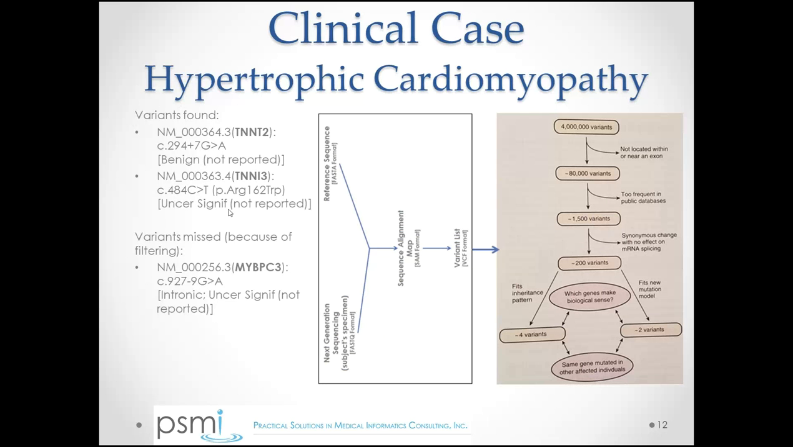It turns out this patient also happens to have another variant, but it's in the intron segment of the gene. It also happens to be of uncertain significance. So this variant was missed. It was filtered out because it wasn't located within or near an exon. So the lab never even focused on this variant.